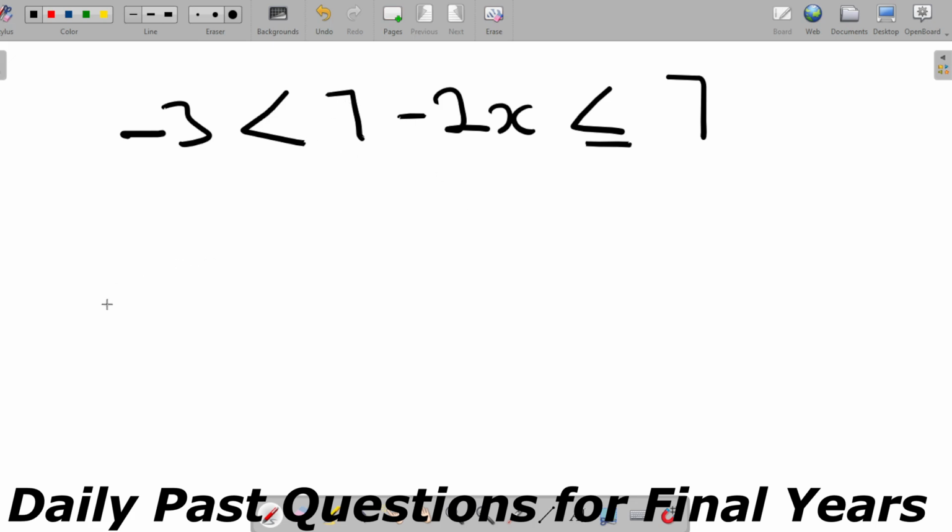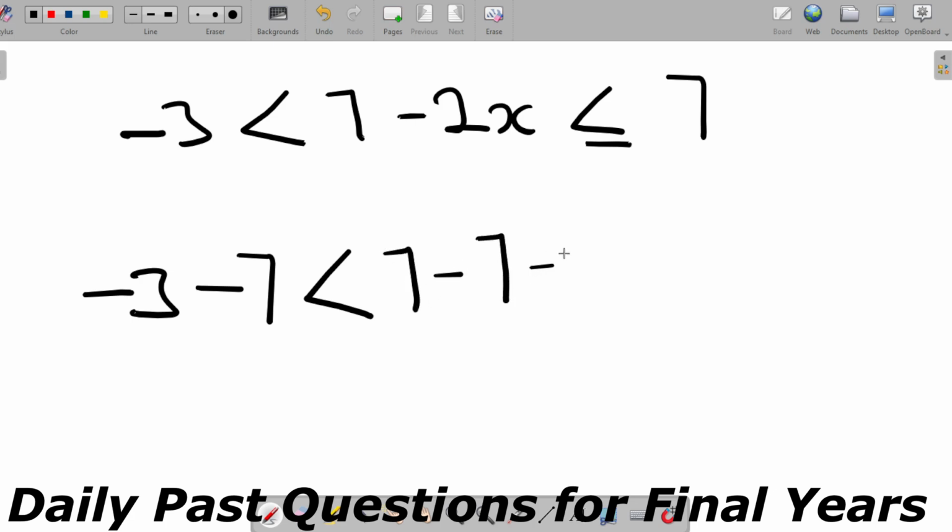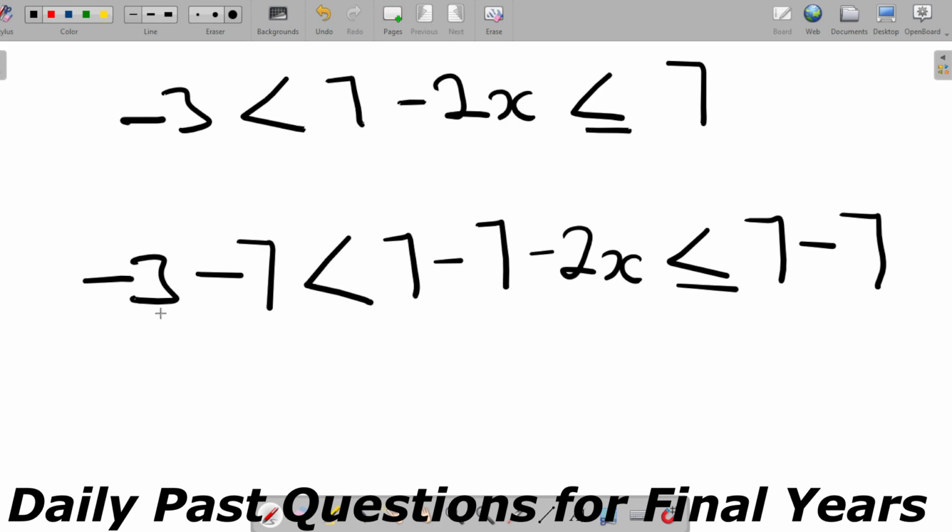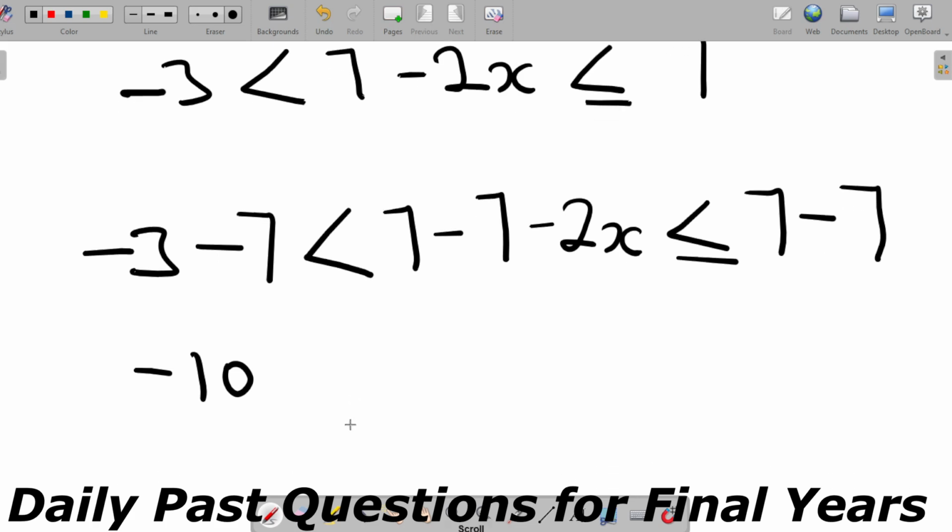So now let's start. You write -3, then you subtract 7 from -3 less than 7, you subtract 7 from this side too, then you bring -2x, then less than or equal to 7, then you subtract the 7 also from this side. Now let's work it out. So now we have -3 - 7, which is going to give you -10, because it means like you are owing someone, and your total debt is -10. Now let's move on.